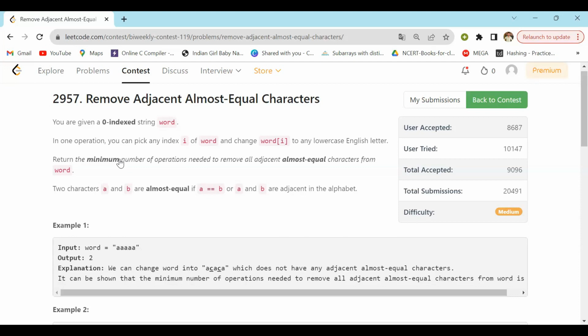Two characters a and b are almost equal if a is equal to b or a and b are adjacent. Okay. When are two characters almost equal? When they are equal by default or they are adjacent.